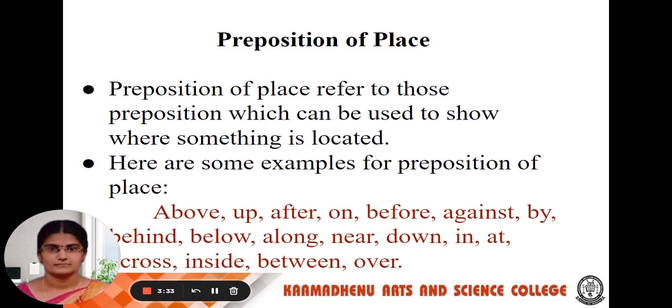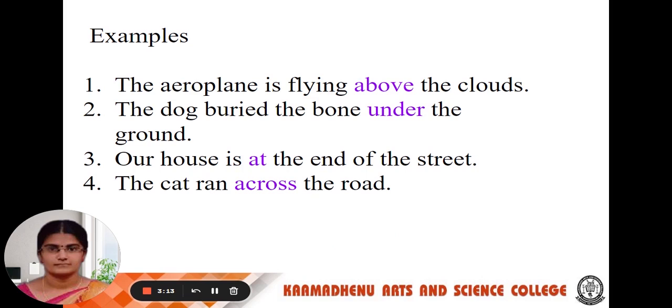Above, up, after, on, before, against, by, behind, below, near, along, down, in, at, across, inside, between, over. These are the prepositions of place. Examples: The aeroplane is flying above the clouds. The dog buried the bone under the ground. Our house is at the end of the street. The cat ran across the road. These are the examples for prepositions of place.